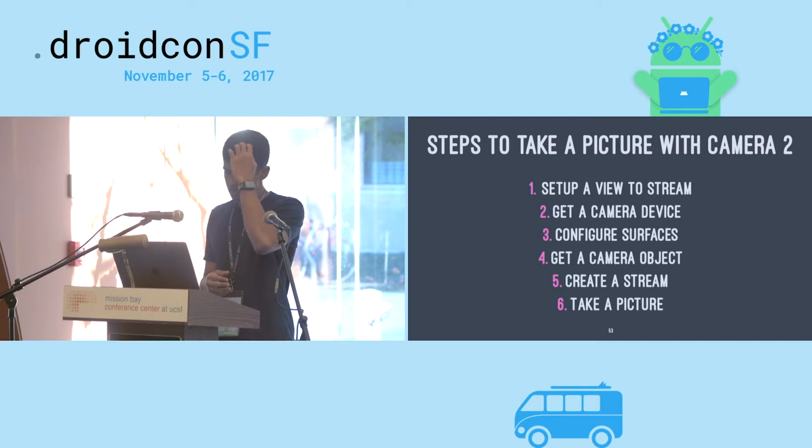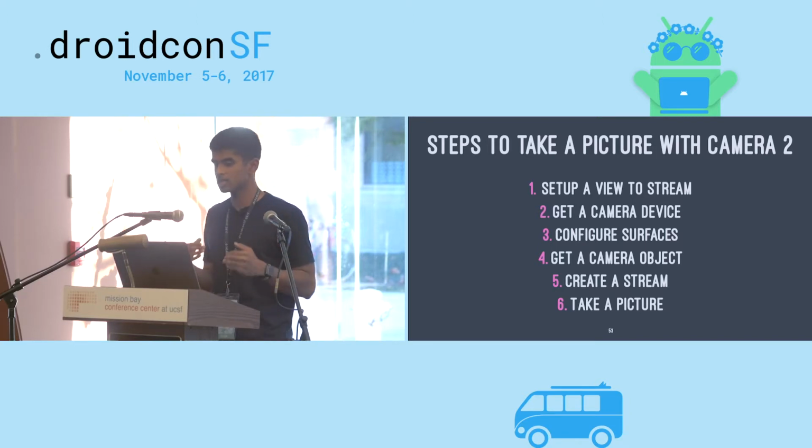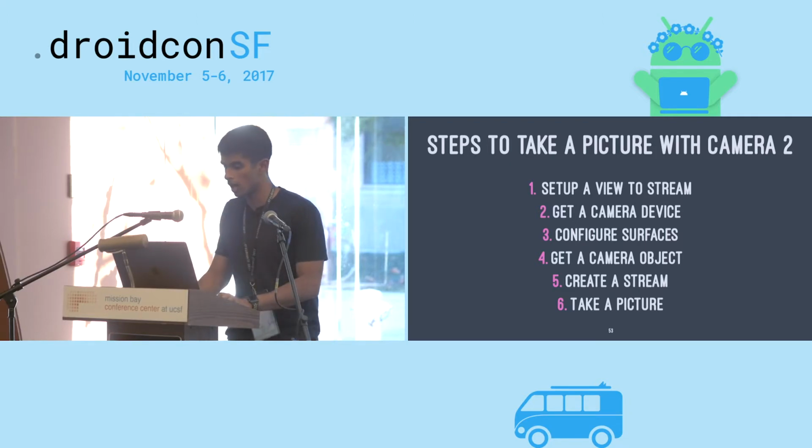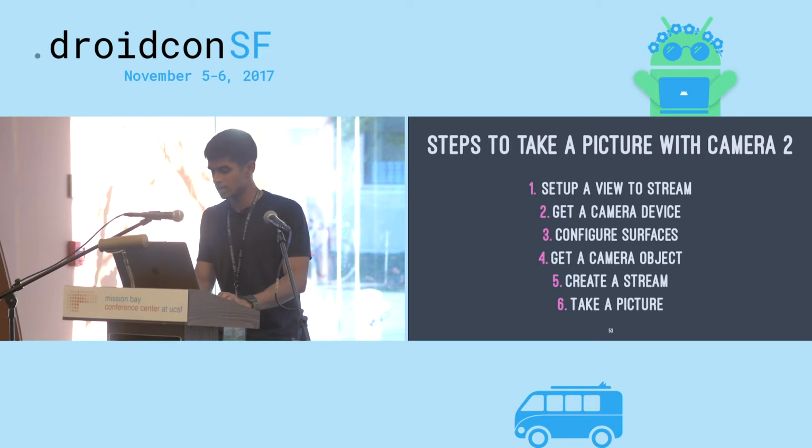To summarize, we basically created a surface texture view. Then we got a camera device, the rear camera. Then we configured the surfaces to the camera's width and height. Then we got the camera object, created a stream, and then took a picture. So this is basically all the steps you need to follow in order to take a picture using the Camera2 API. And Camera1 is a little bit shorter.